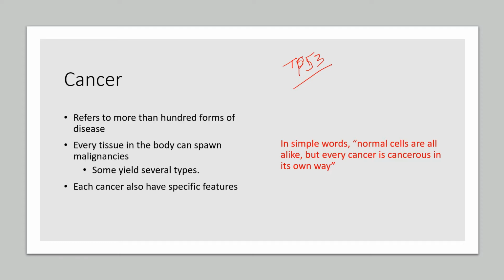But every cancer cell is cancerous in its own way. For example, there is a very famous proverb, a quote of Leo Tolstoy, that happy families are all alike, but every unhappy family is unhappy in its own way. So we are talking about unhappy families or unhappy cells: each cell which has any problem or any tumor will have different characteristics altogether. So trying to classify those different features for each cancer is difficult.